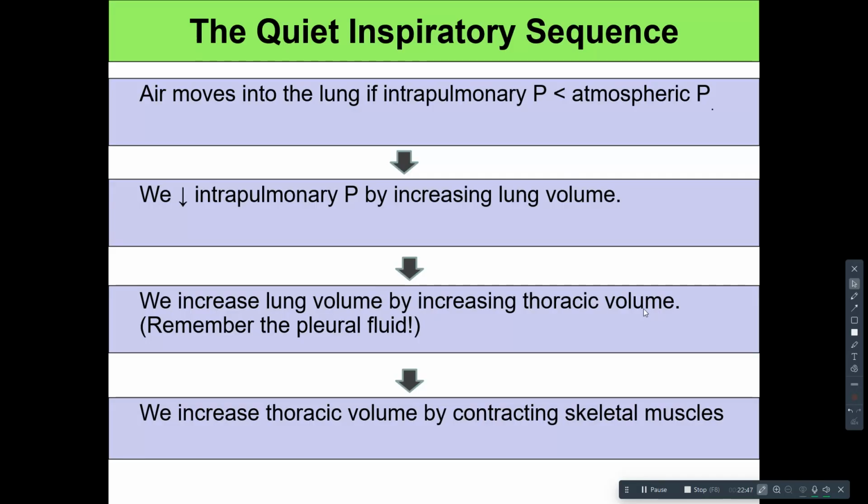Whatever I do to my thoracic cavity, the same thing is going to happen to my lungs because of that pleural fluid. And I'm going to increase my thoracic volume by contracting skeletal muscles. So certain skeletal muscles contract, my thorax gets bigger, which makes my lung get bigger, which makes lung pressure drop, which creates a gradient, which allows air to go in.